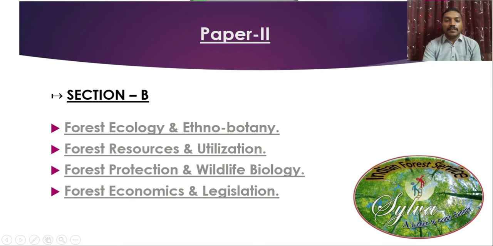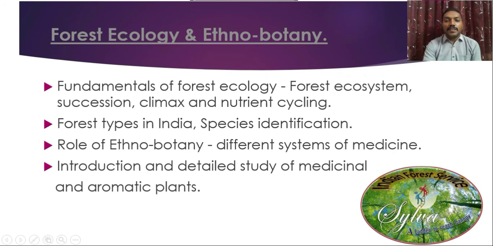So we finished section A of paper 2, and we are entering the final section, section B of paper 2. Again it is divided into 4 subjects and its combination. We'll start with forest ecology and ethnobotany. In forest ecology and ethnobotany, there are 4 different aspects covered.